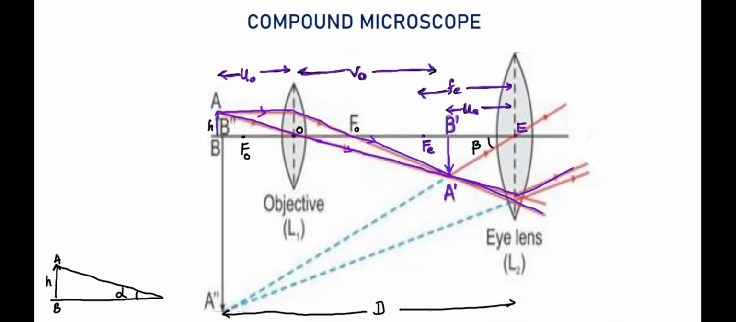Actually, the rays refracted in the eyepiece travel in such a way that they are diverging rays. They appear to diverge from a point. This is nothing but the final image A'' B''. Here the condition we are taking is that the final image is formed at the least distance of distinct vision.